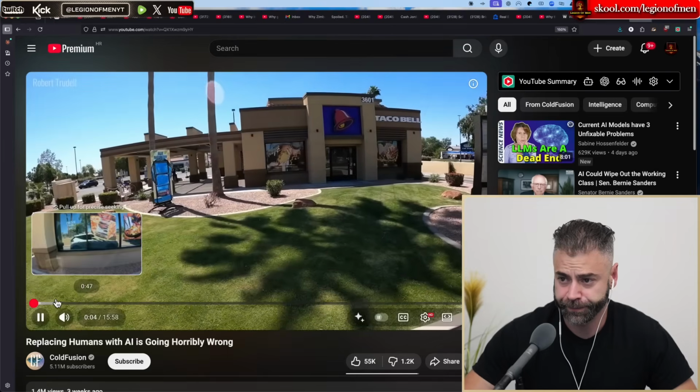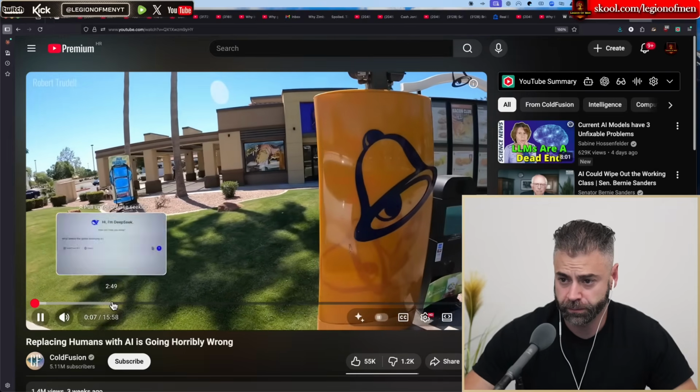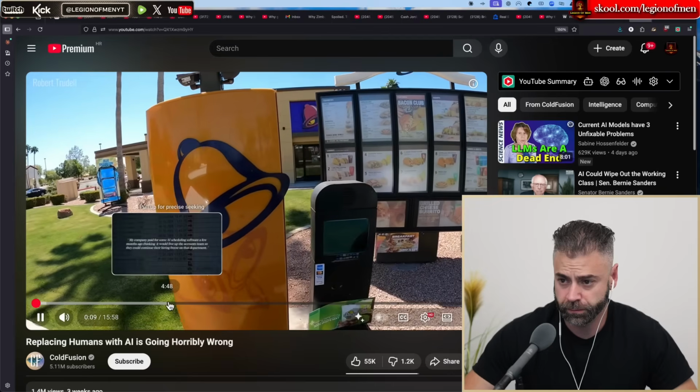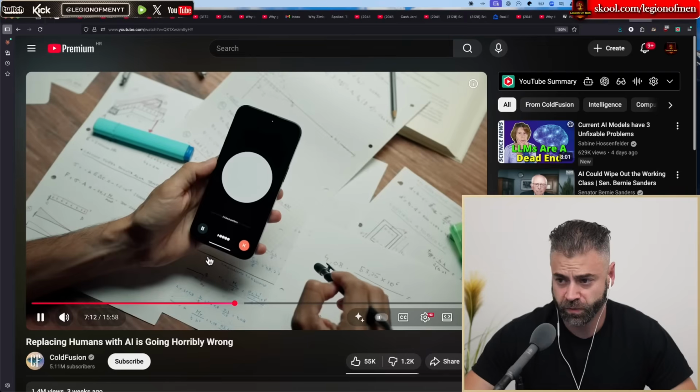Since 2023, the fast food chain Taco Bell introduced artificial intelligence at over 500 locations. They're finally scrapping it. AI.